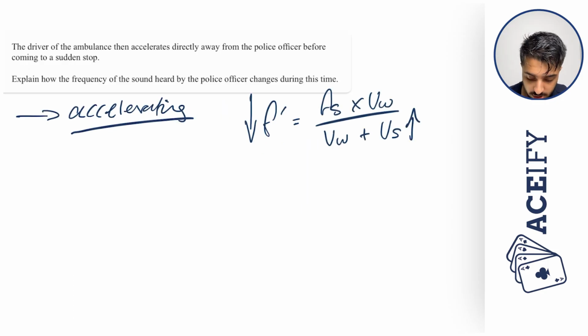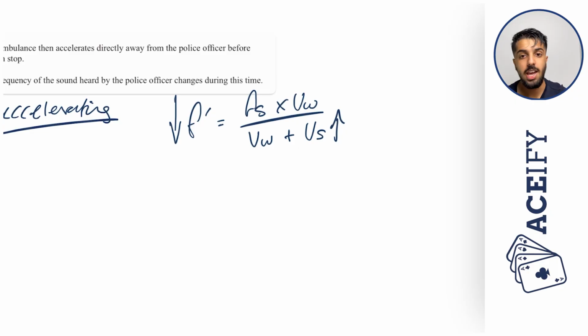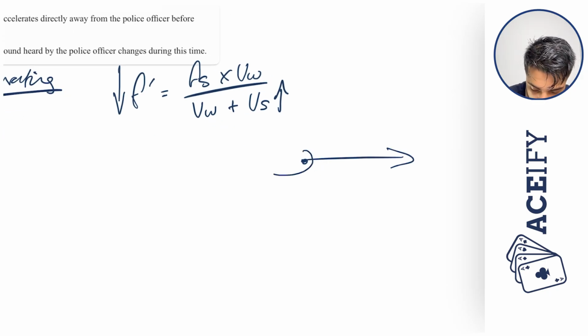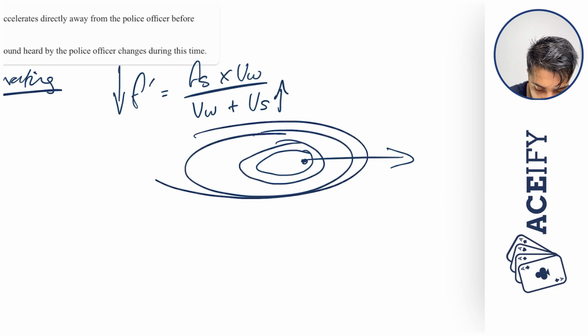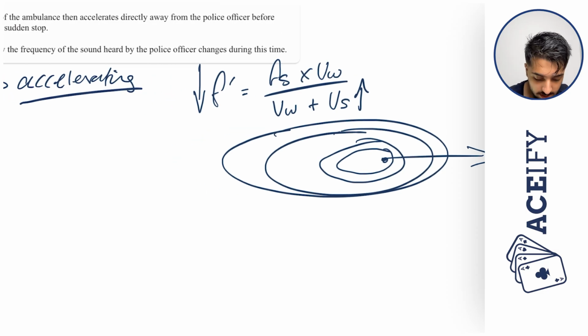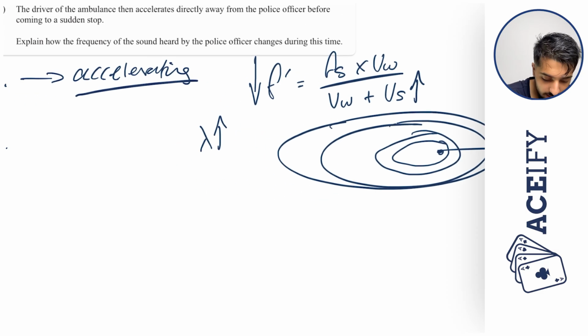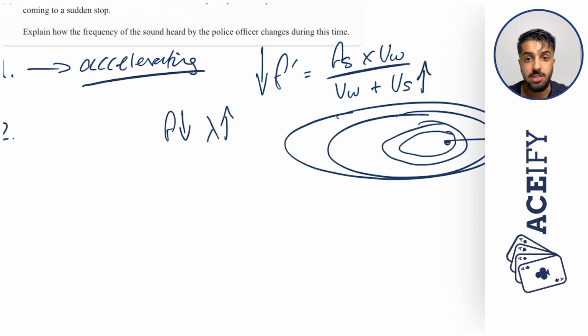So for this explanation, we need to say that because the ambulance is accelerating away, the relative velocity between the ambulance and the police officer is going to increase. And also because as the ambulance moves this way, the wavelength that the police officer hears is going to get increasingly long, right? And so because of that, the wavelength that the police officer observes is going to increase. Again, the frequency is going to decrease because the speed of the sound wave remains constant.